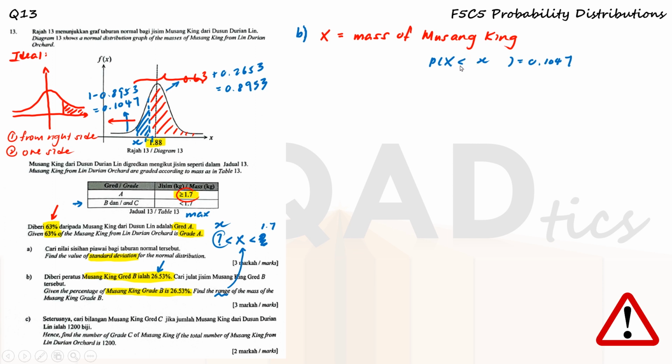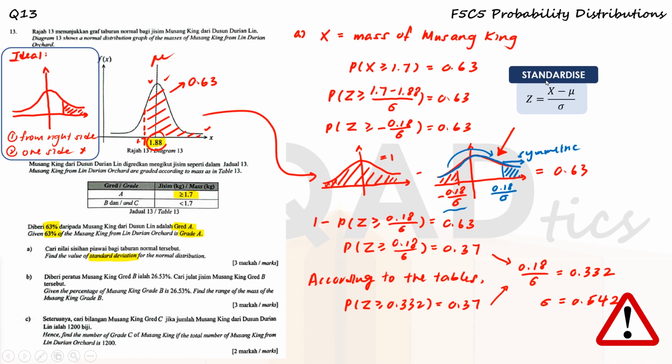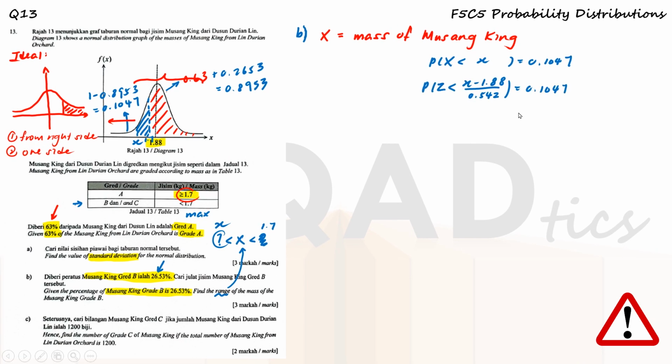Now we need to let x become z, so now we are standardizing this. The standardizing formula is this one, (x minus mu) divided by sigma, which we already found in part A, and you will get this value.